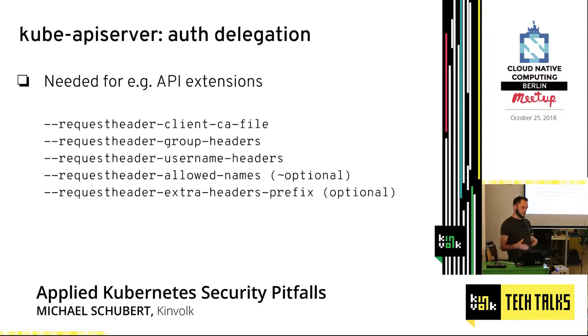So if you would just have a cluster role binding to cluster admin for this extension, a less privileged user could effectively use this extension to elevate privileges and to, for example, deploy a pod that they would not be allowed to deploy otherwise. So for this, we have this configuration options for the Kube API server. You can specify a certificate authority, and every client that presents a certificate that is signed by this authority is allowed to send authentication data and to act on behalf of a user.